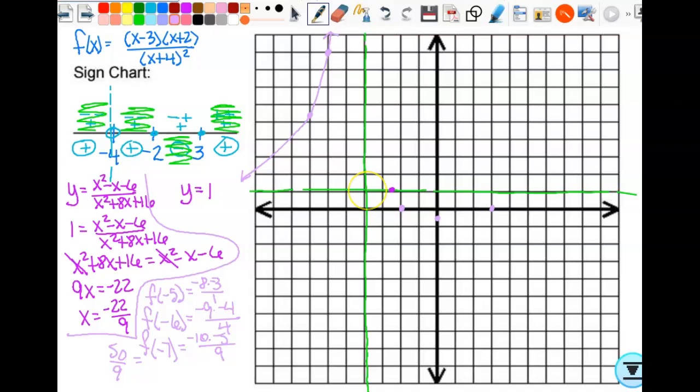All right, so let's look at what's happening here. From -4 to -2, it's positive. So it comes down, and even if I hadn't found this point yet, it would be really obvious that I am going to intersect it at least once, right? So I'm going to intersect it.